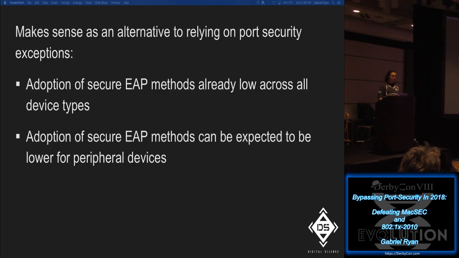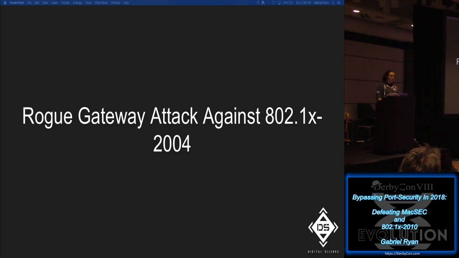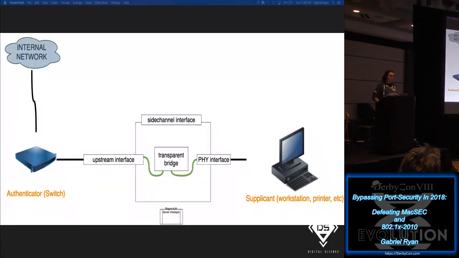So what about using EAP as a way of attacking these peripheral devices instead of relying on port security exceptions? Well, you could actually use the rogue gateway attack, a simplified form of it, to do this. We see a similar diagram to what we saw before. We have the rogue device here. This time we actually make use of our transparent bridge. We don't need to use the solenoids for this.